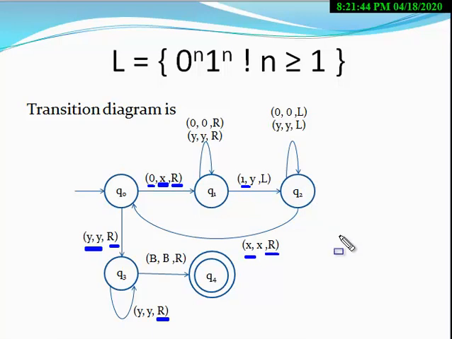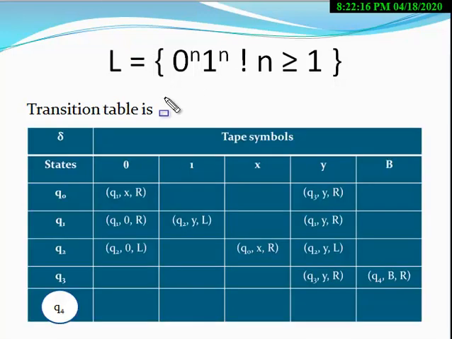So this is the transition diagram corresponding to the previous language. Now this is a transition table. This is another way to represent a Turing machine corresponding to a language. So you can use either method, transition table or transition diagram. In this example, we showed both methods to represent a Turing machine, but you have to use only one method in the examination. According to my preference, you should use the transition diagram method.